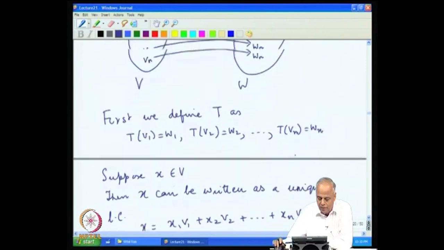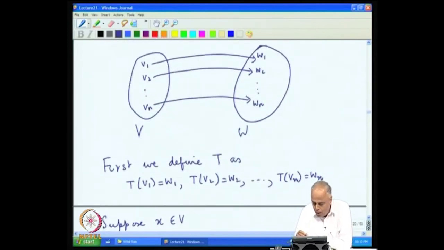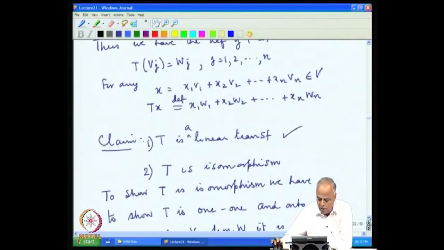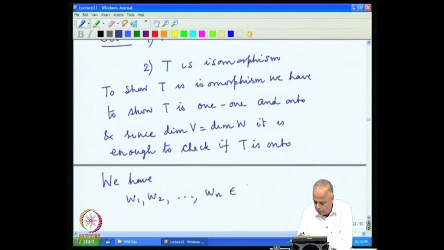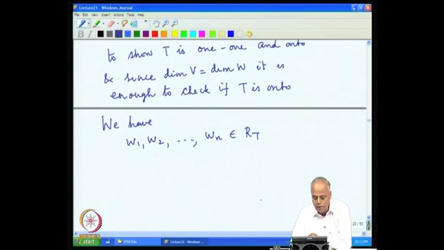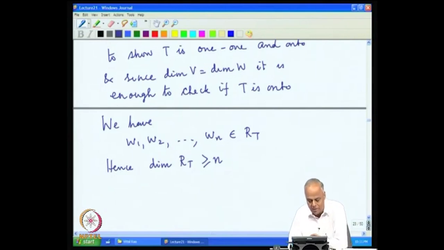Let us look at the definition. If you look at the mapping now, we have w1 belongs to the range of T, because w1 is the image of v1. Similarly, w2 is the image of v2, so w2 belongs to the range of T, and finally, wn belongs to the range of T. So, we have w1, w2, wn all belonging to the range of T, but these are all linearly independent vectors, and hence dimension of range of T is at least n, because we have n linearly independent vectors in the range of T.